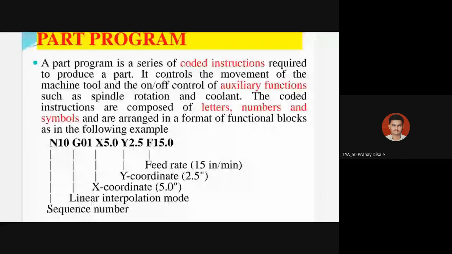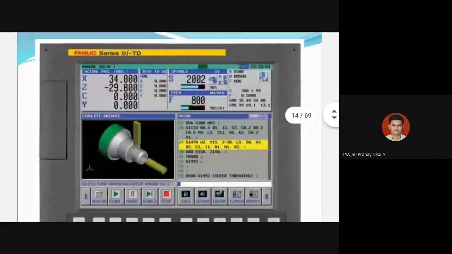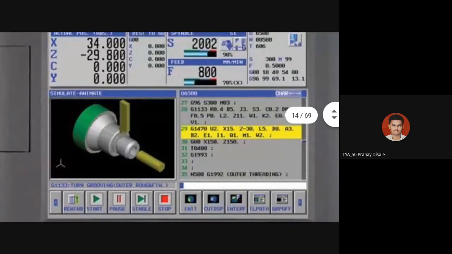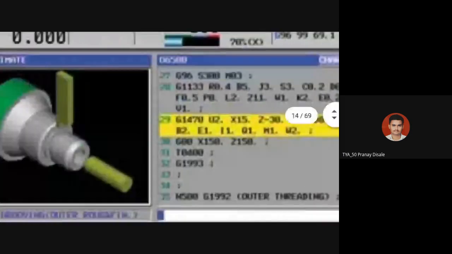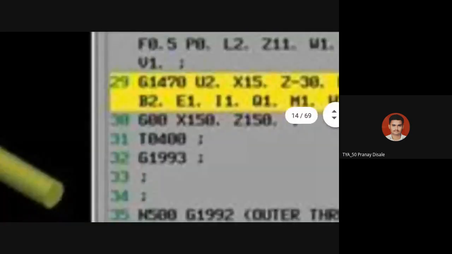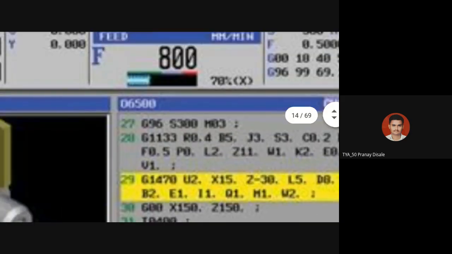This is one example we have taken here. After we complete our part programming lecture, you will be able to write such a program. If you see here, this green value shows the N, or sequence number. After that, S is the spindle speed.